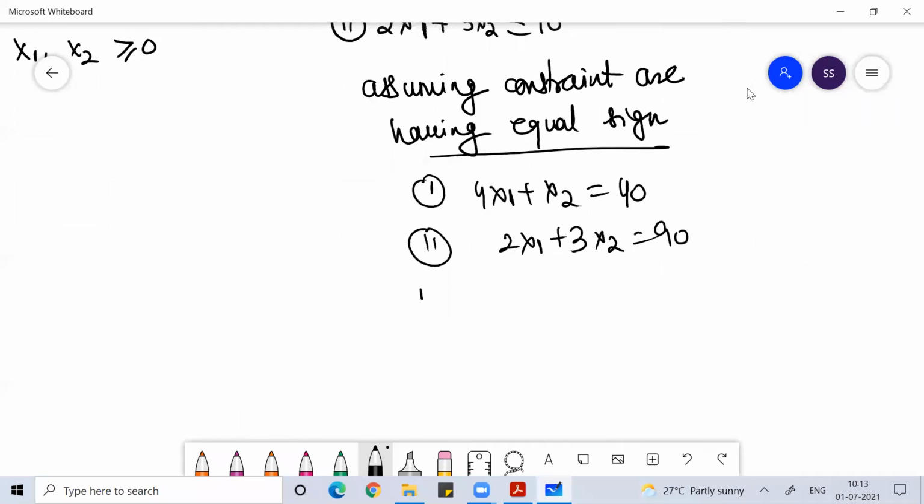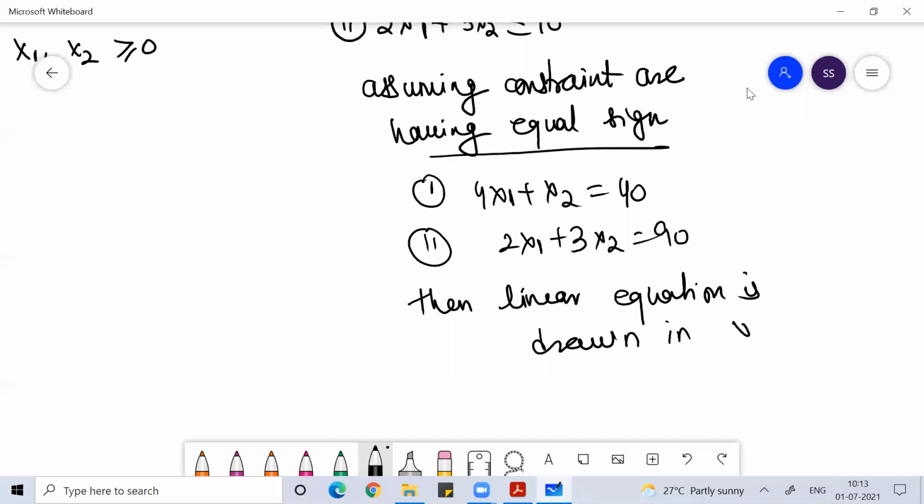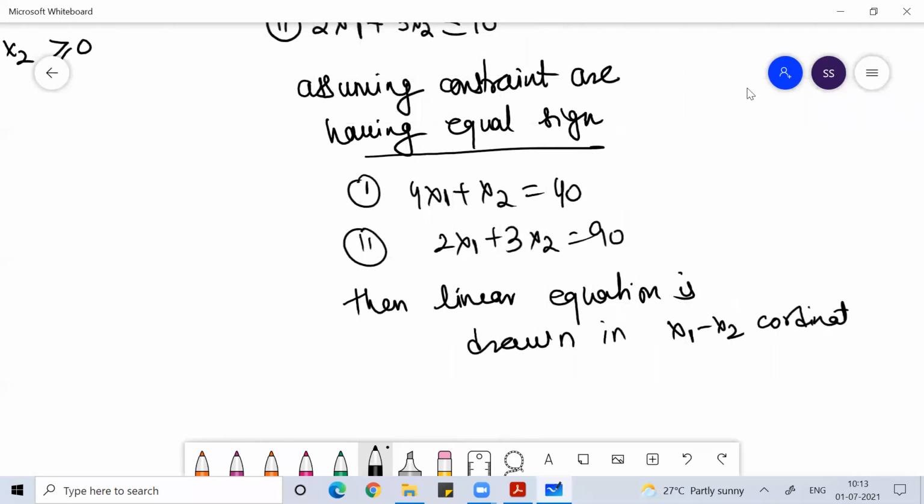Once we remove the inequality sign from the constraints, then we'll draw the graph. The linear equation is drawn in x1, x2 coordinates for the given equation. I hope you remember we did all this yesterday.